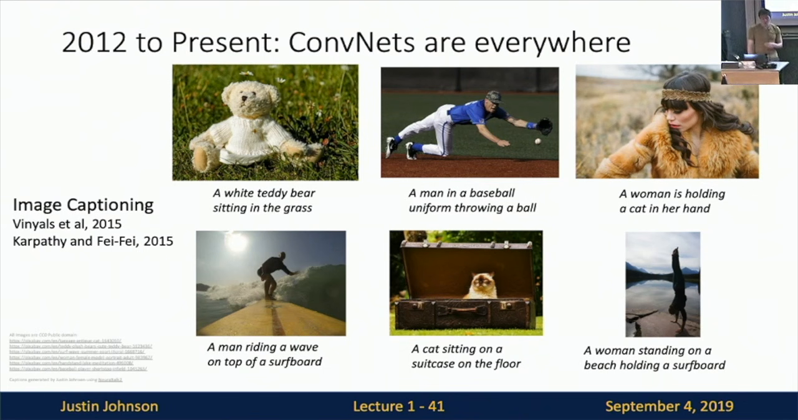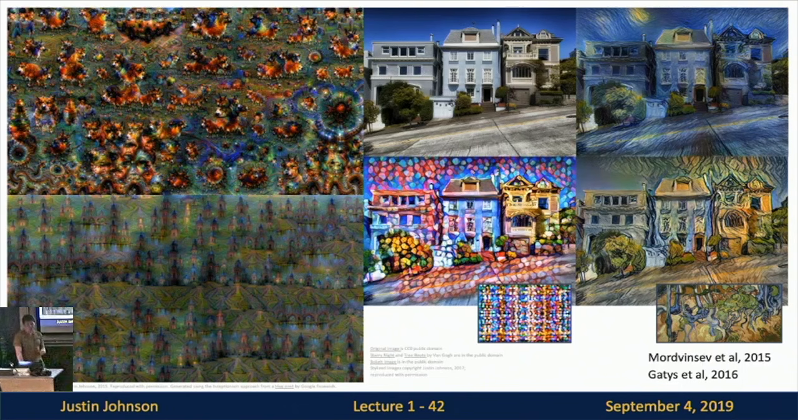Comm nets are getting used for all kinds of fun tasks, like image captioning. We can build systems that can write natural language descriptions about images. These are using convolutional networks. We can use convolutional networks for generating art. So we can make all these kind of psychedelic portraits, again, using convolutional neural networks.